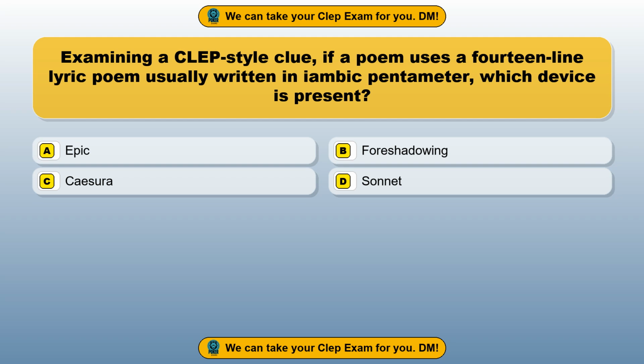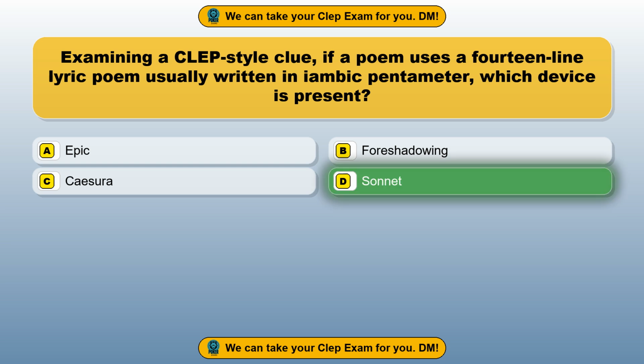If a poem uses a 14-line lyric poem usually written in iambic pentameter, which device is present? Option A. Epic. Option B. Foreshadowing. Option C. Caesura. Option D. Sonnet. The correct answer is option D.